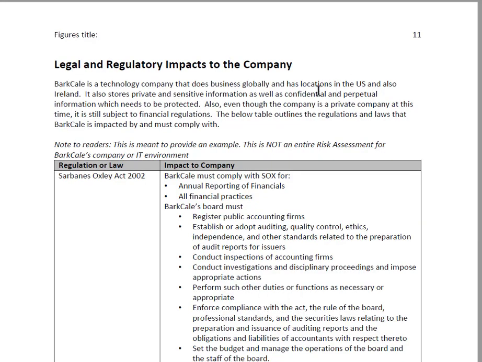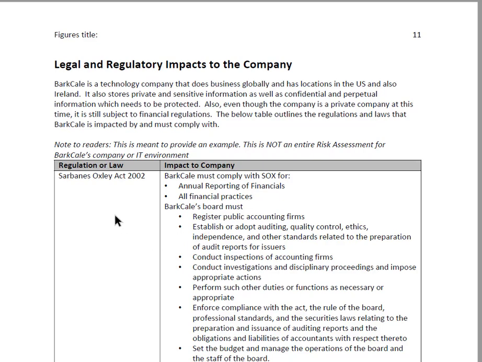This video is going to walk you through the section of the business case for identifying the legal and regulatory impacts to the company. You've read a lot in your textbook about the different laws and regulations that impact companies related to legal or regulatory requirements or even their IT requirements. What you'll be doing in this section is identifying the regulation or law that impacts your company and then identifying the actual impacts to your company.